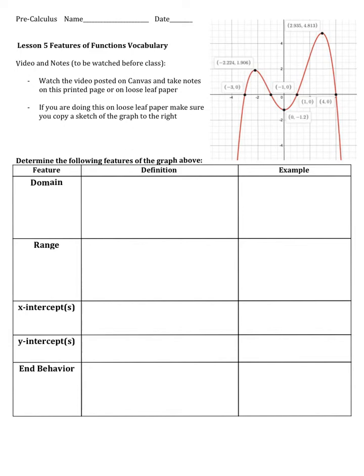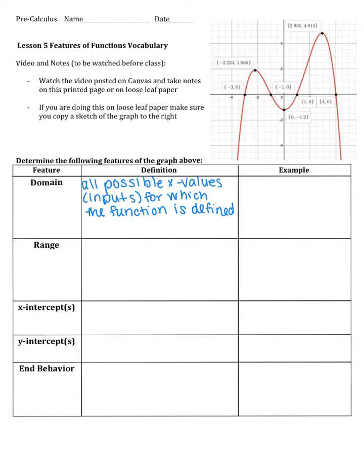Today we're going to be looking at features of functions and specifically domain, range, intercepts, and end behavior. So the first feature we're going to consider is domain. The definition for domain is all possible x values or inputs for which the function is defined, while the definition for range is all possible y values or outputs for which the function is defined.